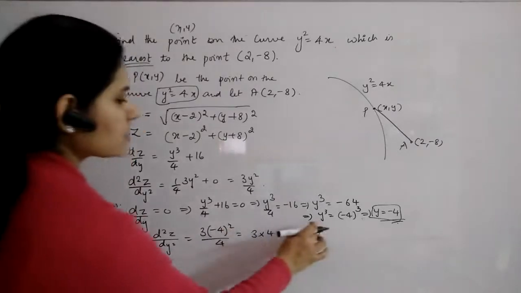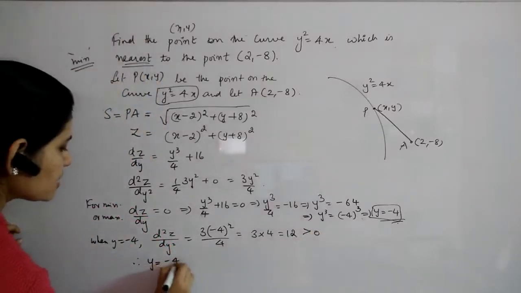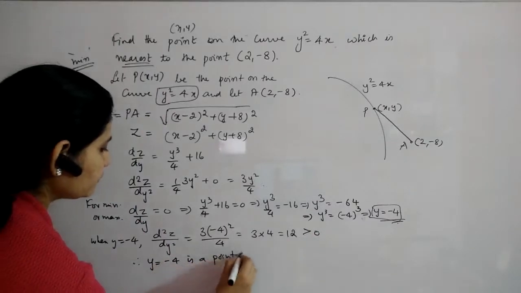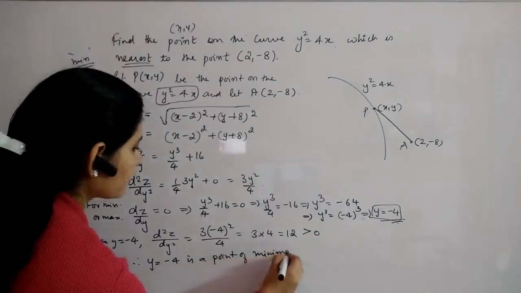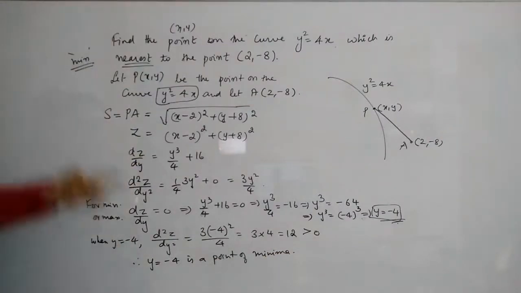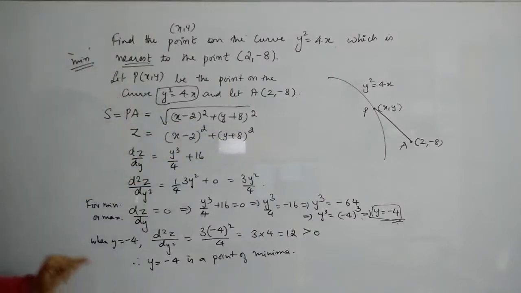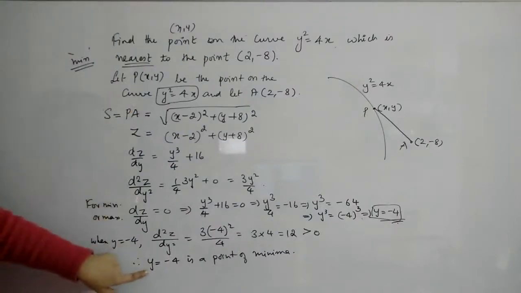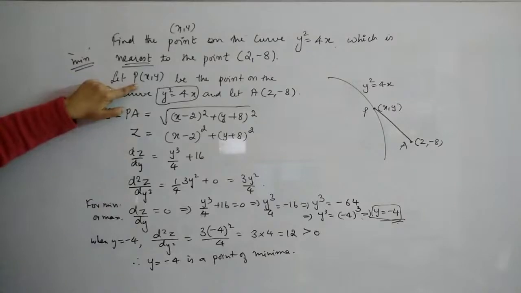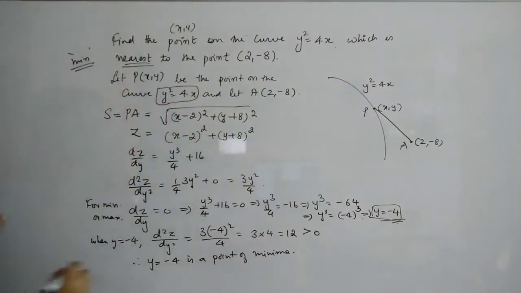Now since the second derivative is greater than 0 at this point, you can say that y equal to minus 4 is a point of minima. That means this point will give you the minimum distance from the given point 2 comma minus 8. Now you need to find the x coordinate. You have got the y coordinate, and to find the point you need the x coordinate, where you will substitute in this relation, y square equal to 4x.